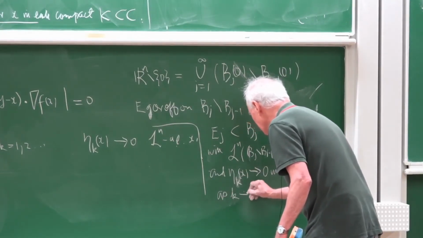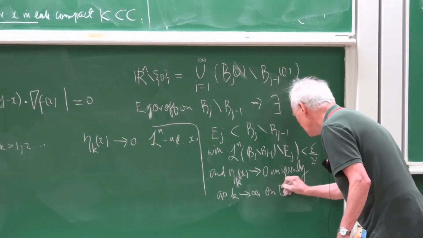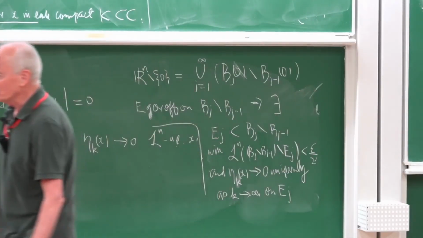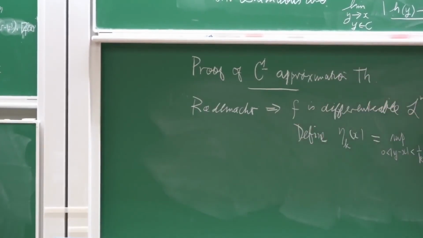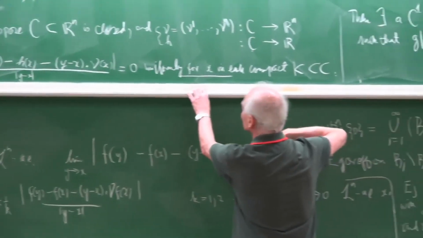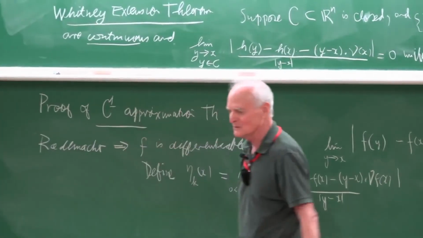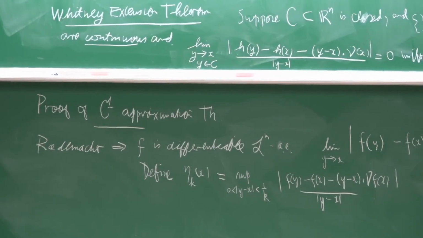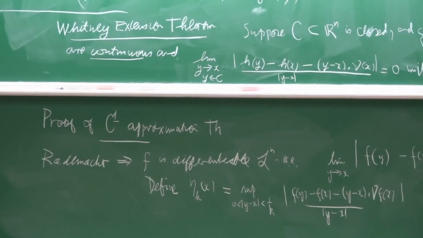As k tends to infinity on Ej, so it's uniform convergence. Now that's good, but we want to get closed sets and we want to get continuous functions. We're trying to cook up continuous functions here. It's part of the Whitney theorem. F is continuous because it's Lipschitz, but the gradient of f is not continuous, so we better worry about that.